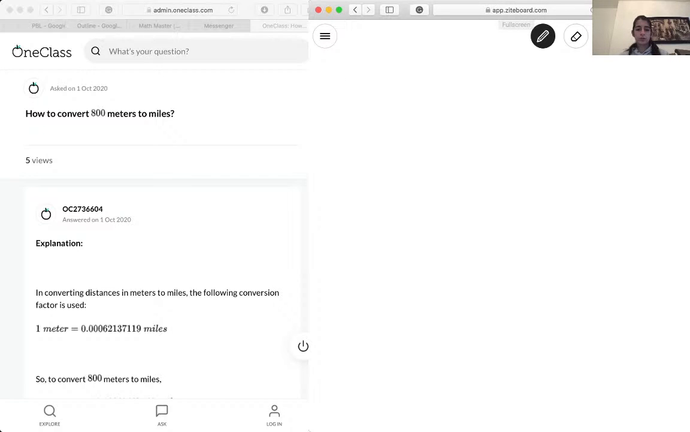So in the first question over here, we are asked to convert 800 meters to miles. The first thing that we do when we're given a conversion question is to figure out the conversion factor. So in this case, the conversion factor is 1 meter equals 0.0006213 miles.